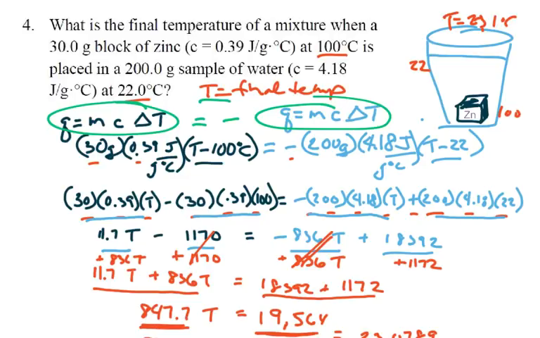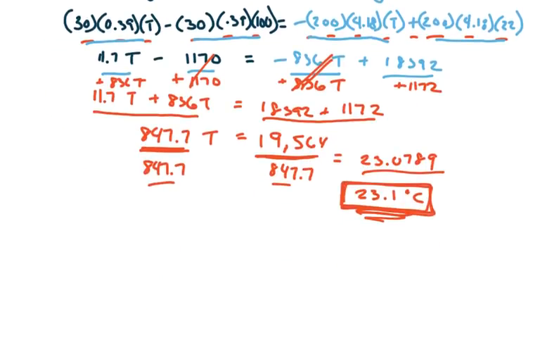I make my T the final temperature, and deltas are always final minus initial, so it's T minus 100 and T minus 22. After that, it just becomes an algebra problem where I try to be very careful because I tend to make mistakes on those, and get a final answer of 23.1 degrees Celsius. Phew.